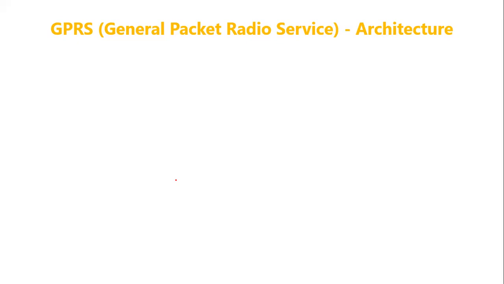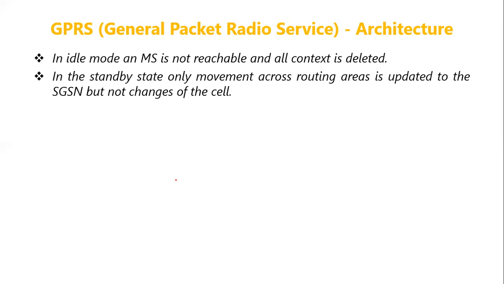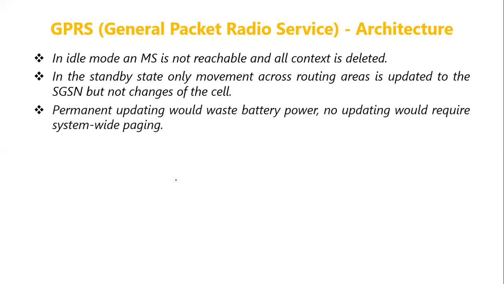For each mobile station, a GPRS context is set up and stored in the mobile station and in the SGSN, the serving GPRS support node. This context includes the status of the MS, whether the MS is ready, idle, or standby.